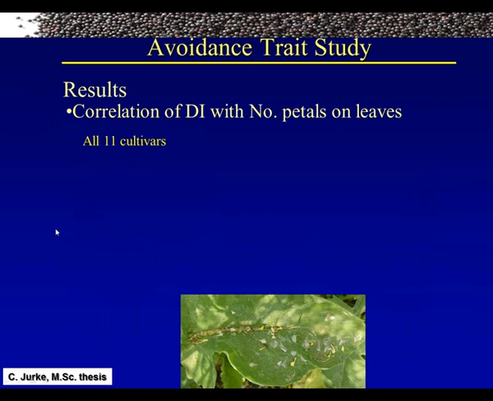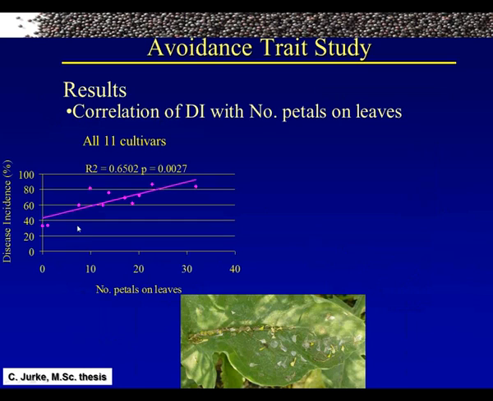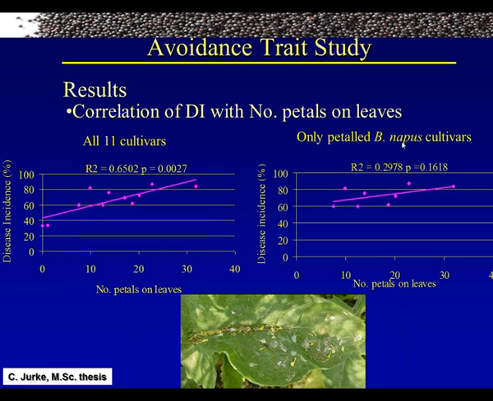One of the other interesting things that Clint found was the correlation between disease levels and the number of petals on leaves. If you looked at all 11 cultivars that he tested, there was quite a significant and fairly tight correlation between the number of petals on leaves and the level of disease. So basically, as the number of petals on the leaves increased, the amount of disease increased. And this is not surprising given the nature and the importance of the petals in the disease cycle. If we look at only the petal varieties, the relationship wasn't as tight and wasn't significant.